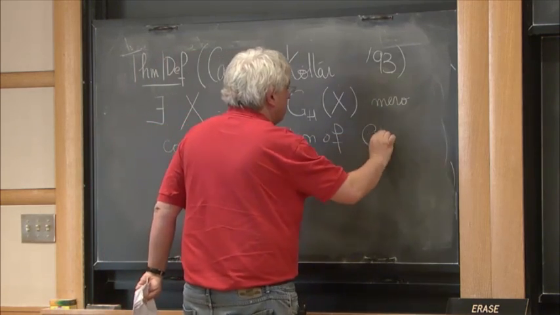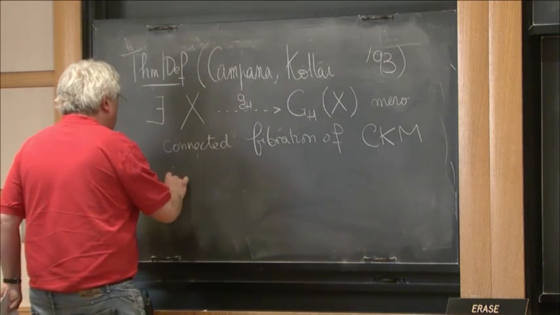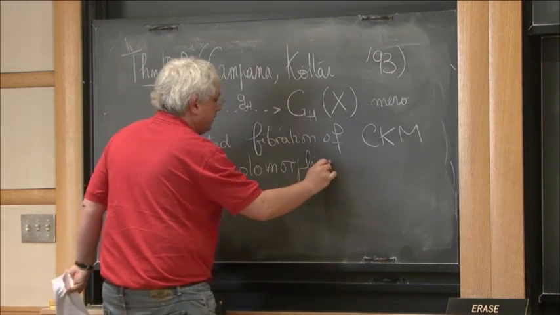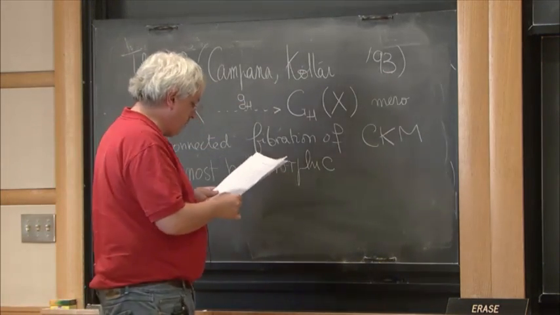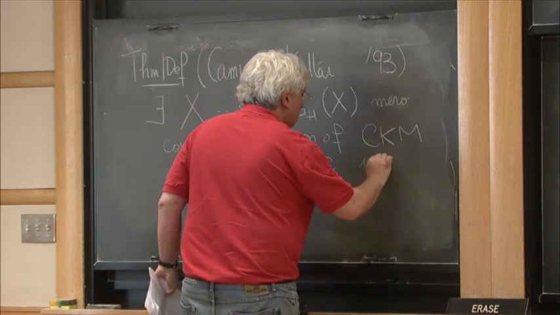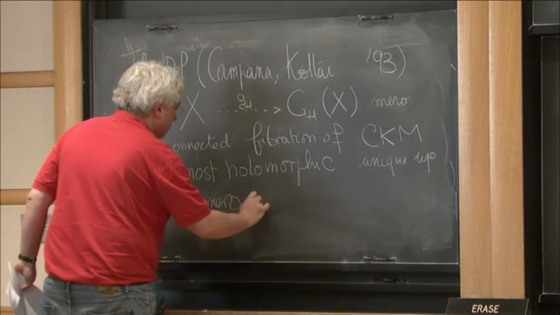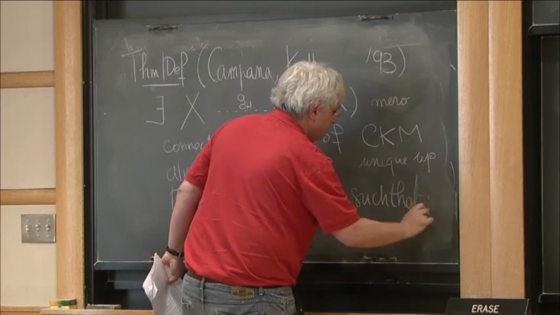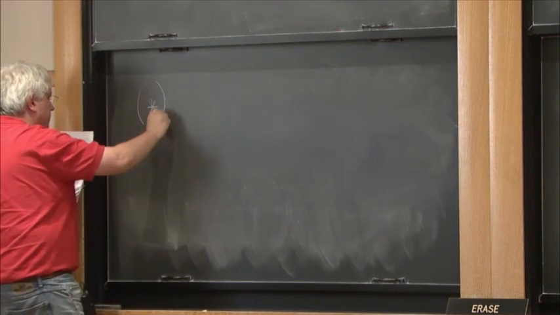A fibration of compact Kähler manifolds, which is almost holomorphic, which means that the indeterminacy locus is not mapped onto the target, and unique up to bimeromorphic equivalence, such that the following condition star is satisfied.